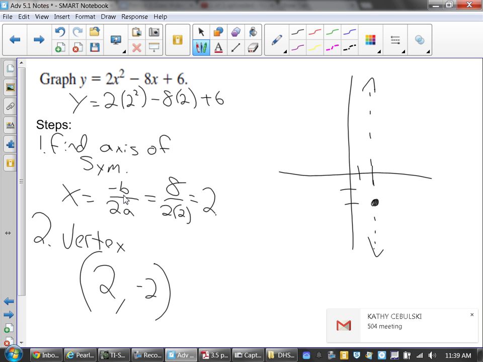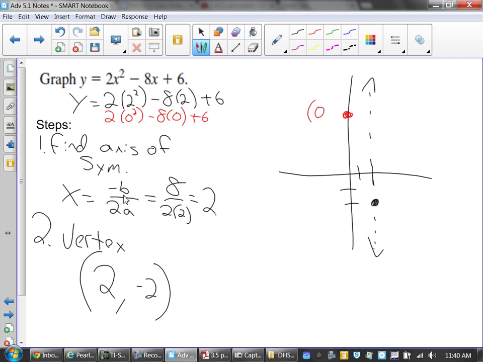So what we do is we pick really, really ridiculously easy numbers to work with. Like I said, you don't have a table function. What's a really, really easy number to work with for x? 0. Here's the reason why I'm saying that. If I choose 0 for my x value, what do I get for y? 6. See how easy that was?